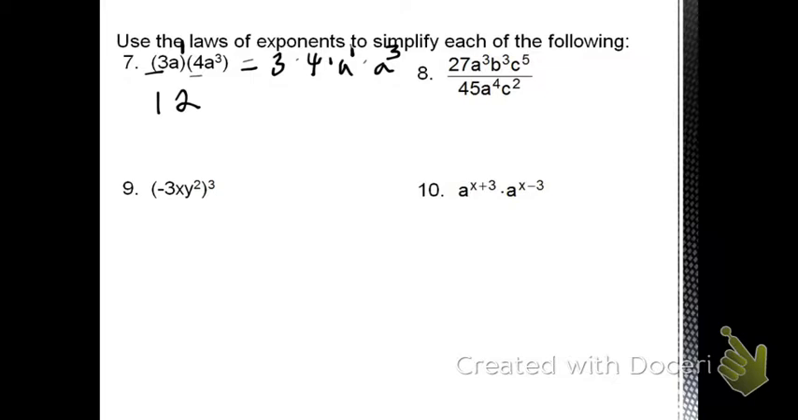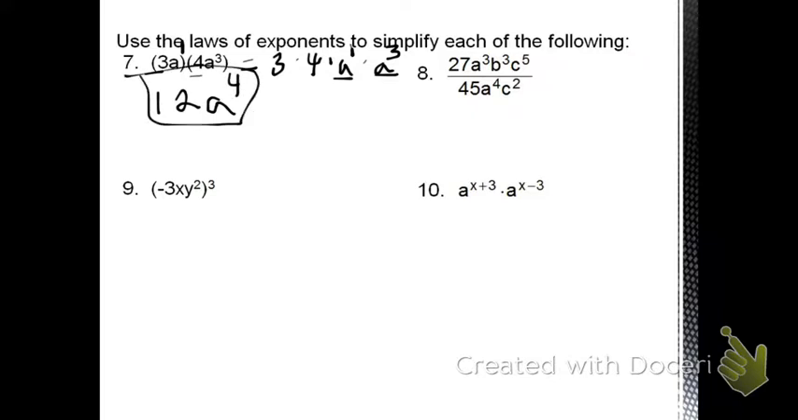A to the first times a cubed. You can ask yourself, well, how many a's do I have? 4. Or, again, using your properties, you can see that those a's are the same. The bases are the same. You just add the exponents together. So the answer is simply 12 times a to the 4th power.